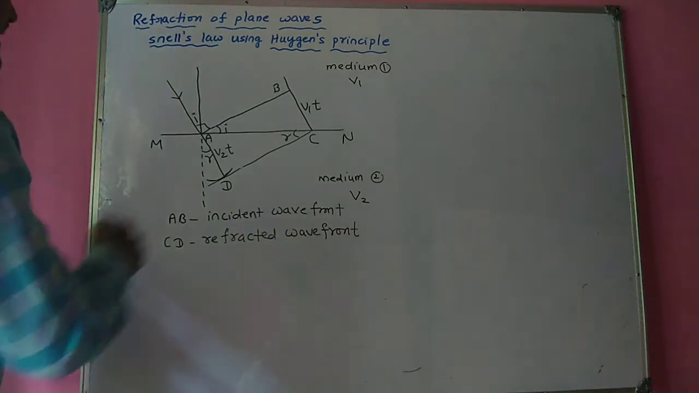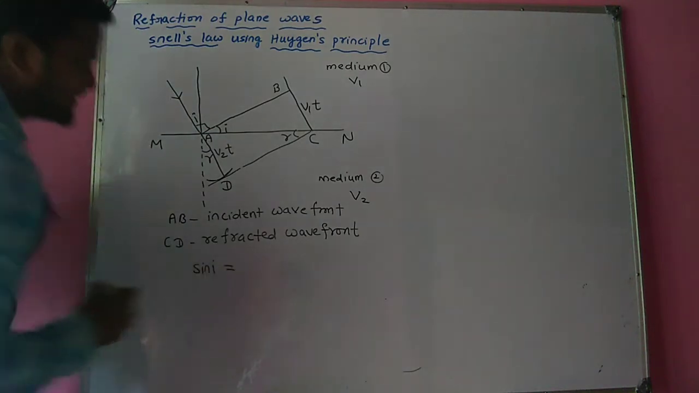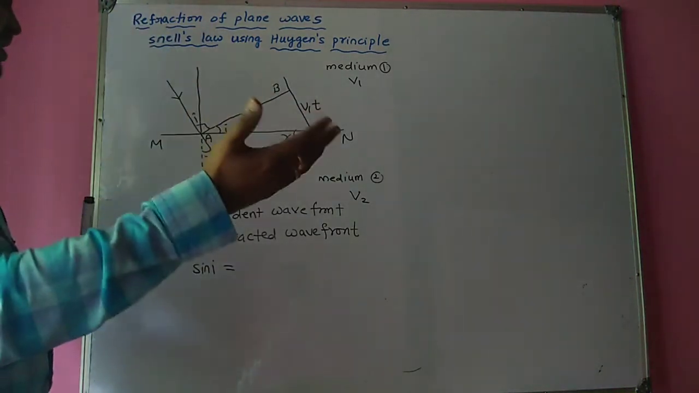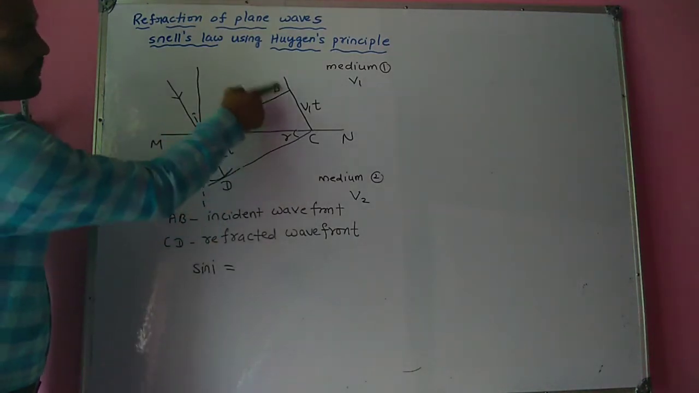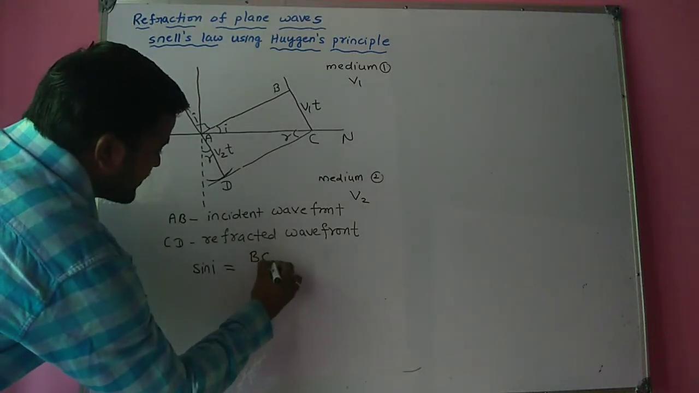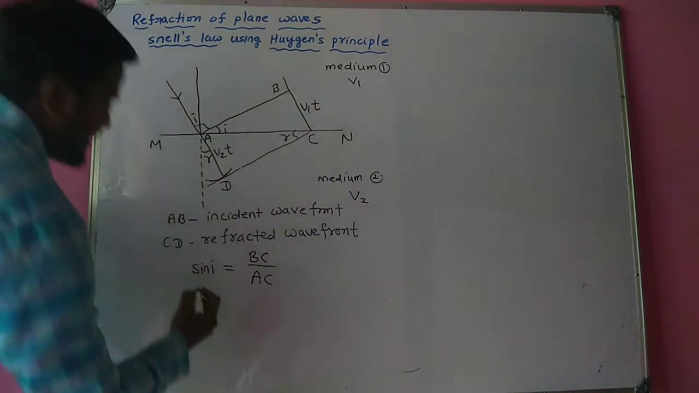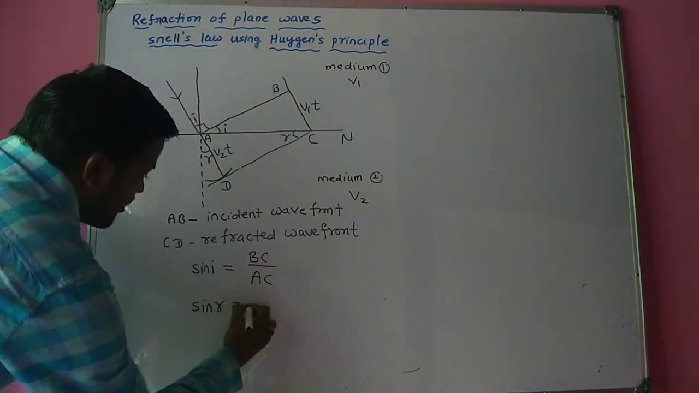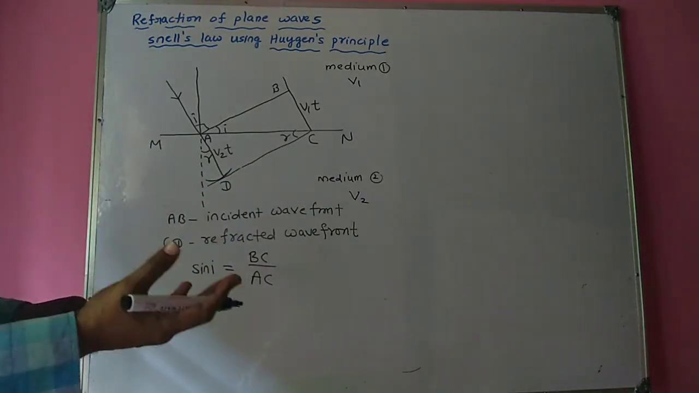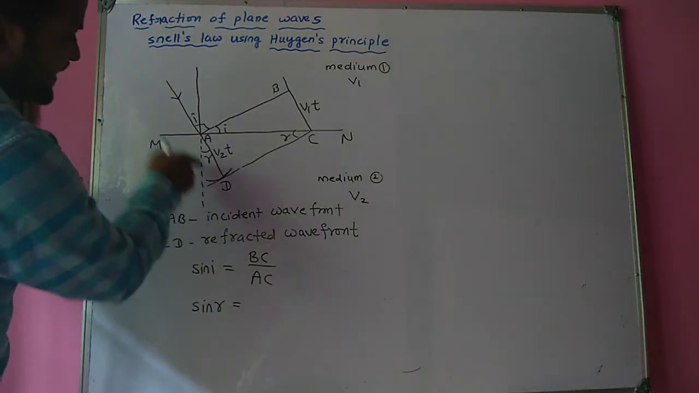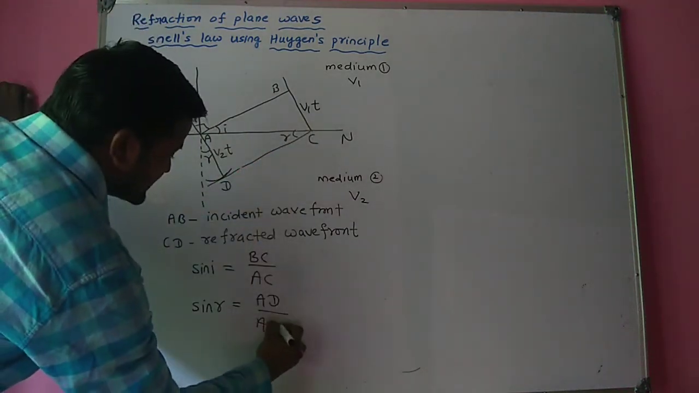From this figure, let us take sin i. Sin theta is opposite side by hypotenuse, which we already know. For this angle i, the opposite side is BC and the hypotenuse is AC. Similarly, from this triangle take sin r. Sin r is opposite side by hypotenuse. The opposite side is AD and the hypotenuse is again AC.